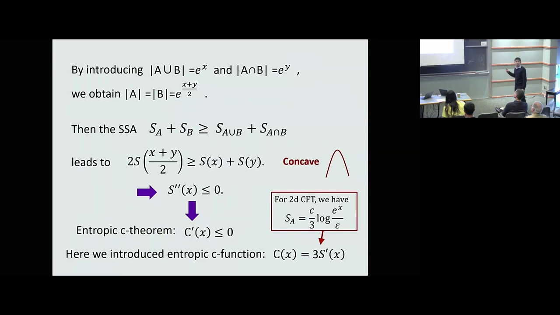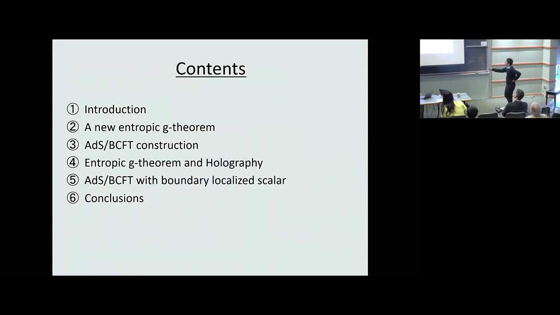So what we would like to do is exactly the same kind of derivation, using only strong subadditivity, to derive the g-theorem. The g-theorem is a kind of monotonicity of RG flow, but which is localized on the boundary. I will explain later. I just finished the introduction, so I'd like to give the new entropic g-theorem, and then go to the holographic interpretation using some AdS/BCFT construction. And finally discuss some explicit examples by using a boundary-localized scale.